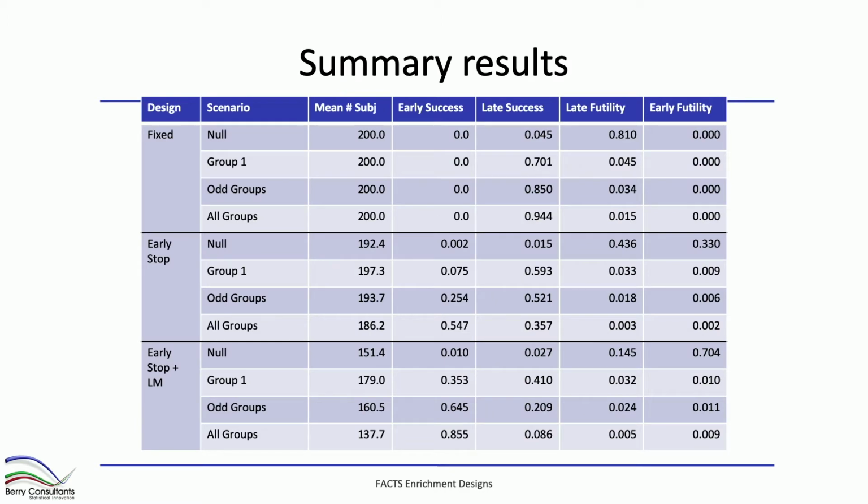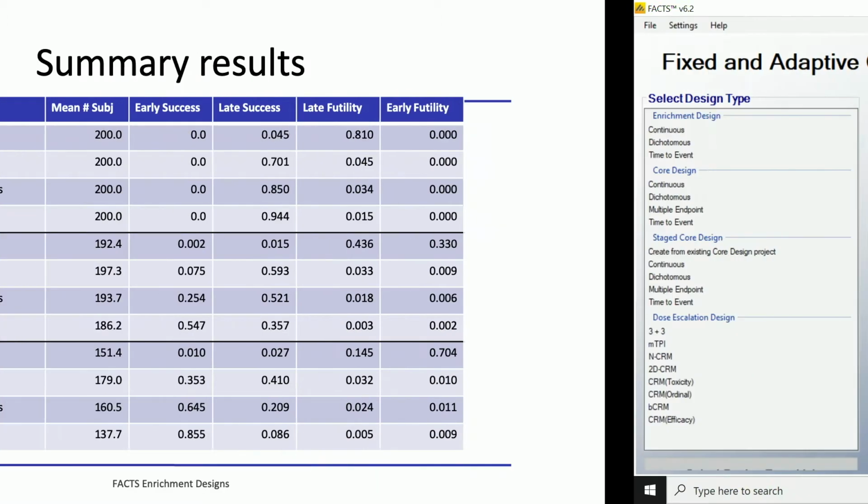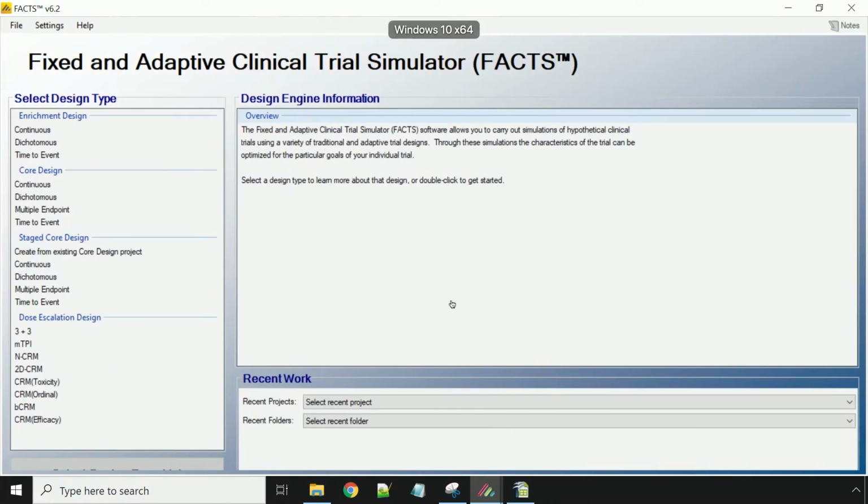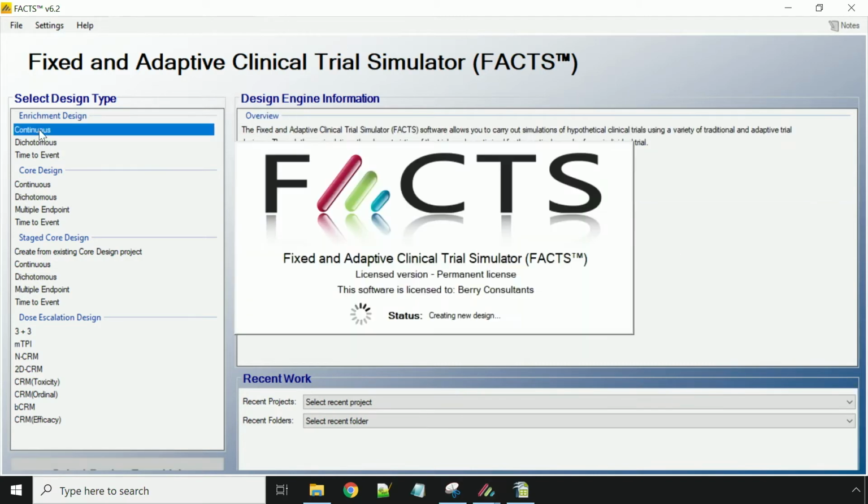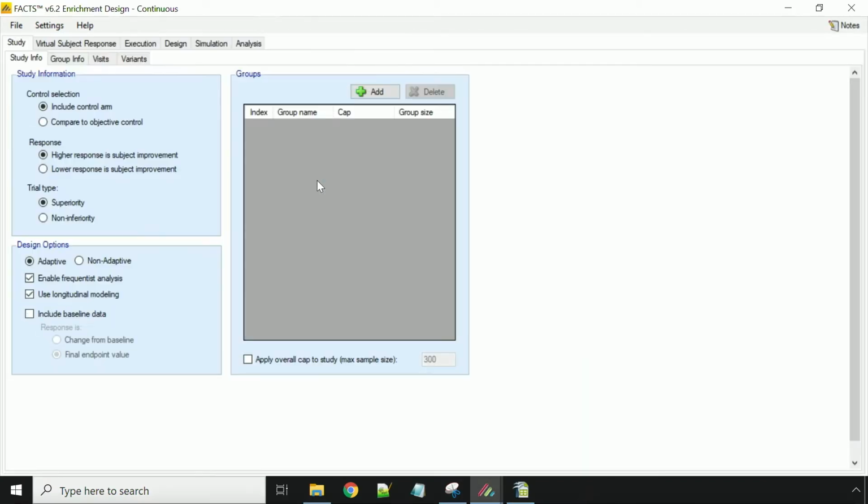So before we get to the results, let's actually see how this all looks when we set it up in FACS. So this is what FACS looks like when we start FACS up. And what we want to do is to design a new enrichment design with a continuous endpoint. So we click on that, get FACS into enrichment design with a continuous endpoint mode.